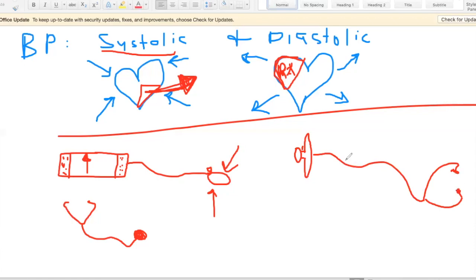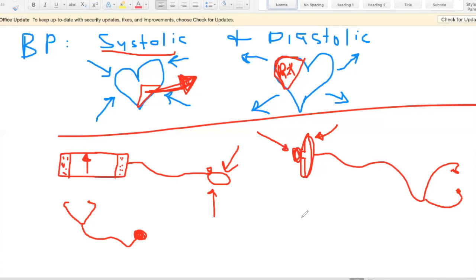And then you listen by putting either the diaphragm, this is called the bell. The small one is the bell, and the big one is the diaphragm. For the most part, you're going to use that side. If you want to listen to gurgling sounds, really deep sounds in the stomach, you're going to use this side.